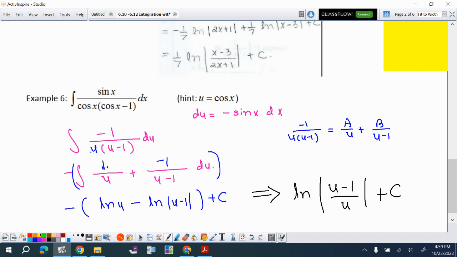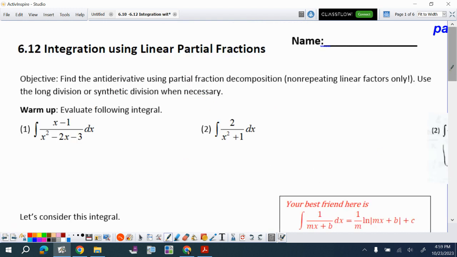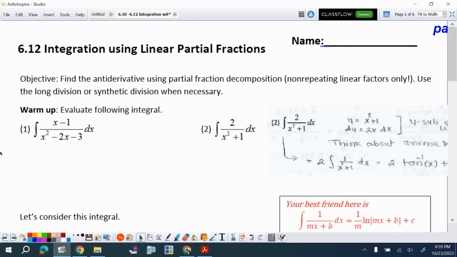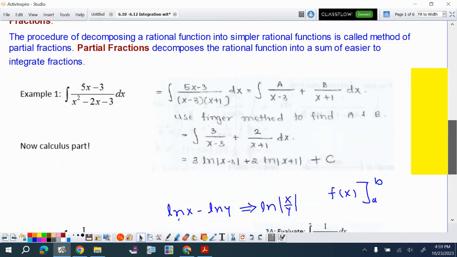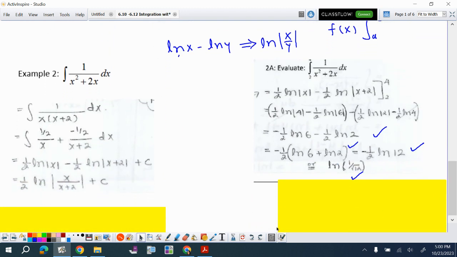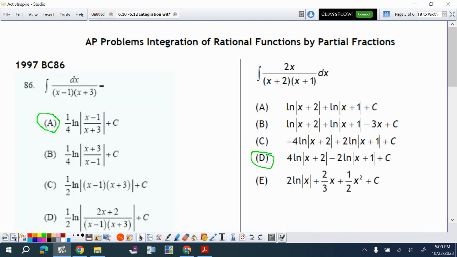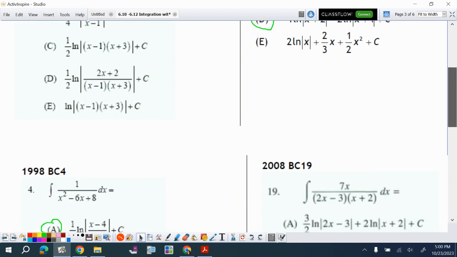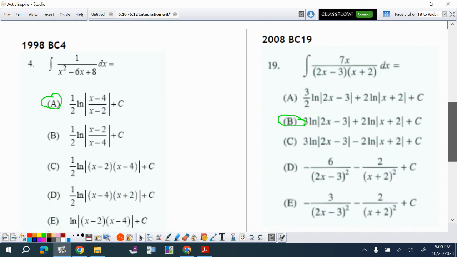Okay, so one more time, I'm reviewing PFD. Make sure you understand the value. Make sure you know how to do the pre-calculus part. This is a review. You have to know how to find the values of a and b in pre-calculus, and then the calculus comes out as a log. We have covered so many problems. Make sure you complete the homework, and these are the multiple choice questions. Practice on this. Thank you.